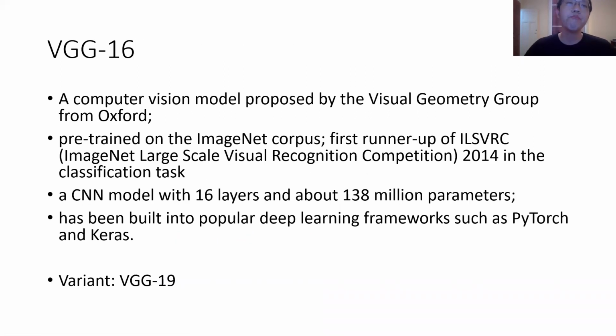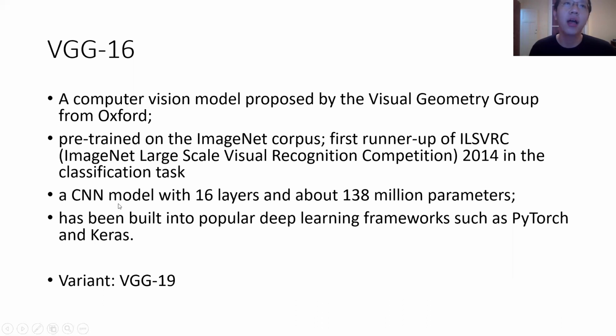All right, so moving on from NLP, we are going to take a look at some computer vision models. The first one is VGG16. VGG16 is a computer vision model that was proposed by the Visual Geometry Group from Oxford, hence the abbreviation VGG. It was pre-trained on the ImageNet corpus, which basically all the open source computer vision models are trained on. And it was the first runner-up of this competition in the classification task, so it did really well.